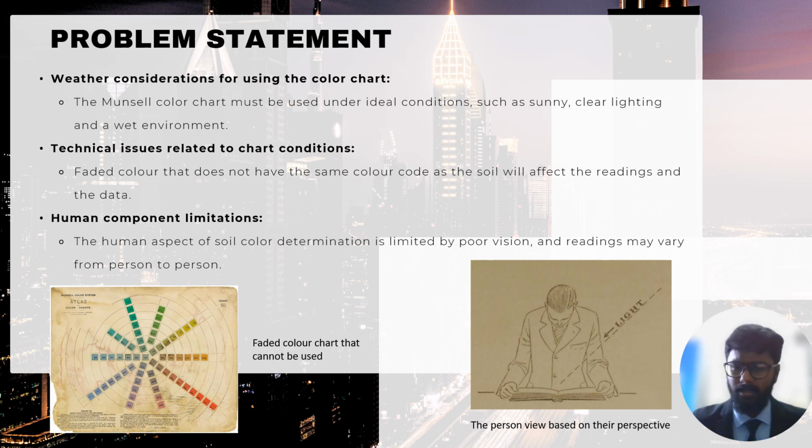My research deals with these problem statements. First of all, the consideration of using the color chart. As you can see, the Munsell color chart must be used under ideal conditions such as sunny, clear lighting, and a wet environment, which has its limitations. There are also technical issues related to the chart condition, where faded color that does not have the same color code as the soil will affect the readings and also the data that we can obtain on the site. And third, human component limitations: the human aspect of soil color determination is limited by poor vision, and readings may vary from person to person, depending on the specification.